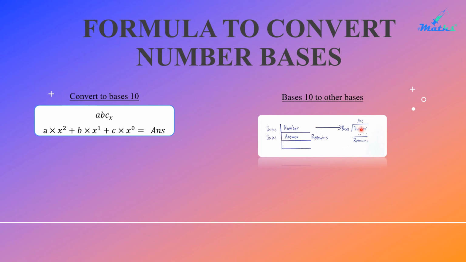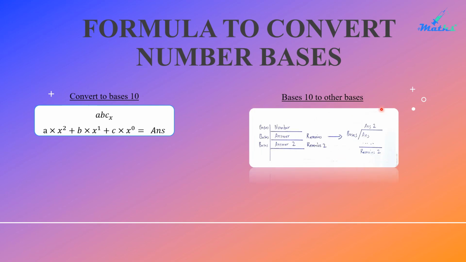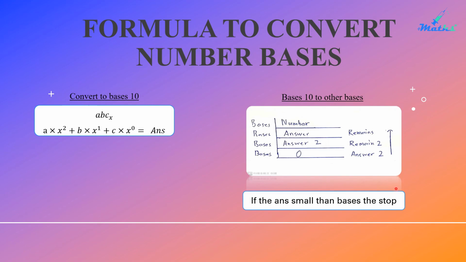The division is the number divided by the base. So I will get the answer, which I put below the number, and I also get the remainder. The remainder I put beside the answer. After that, you do the division again: the answer divided by the base, and you get the answer 2 put here and the remainder 2 put here. You do the division until the answer is smaller than the base.